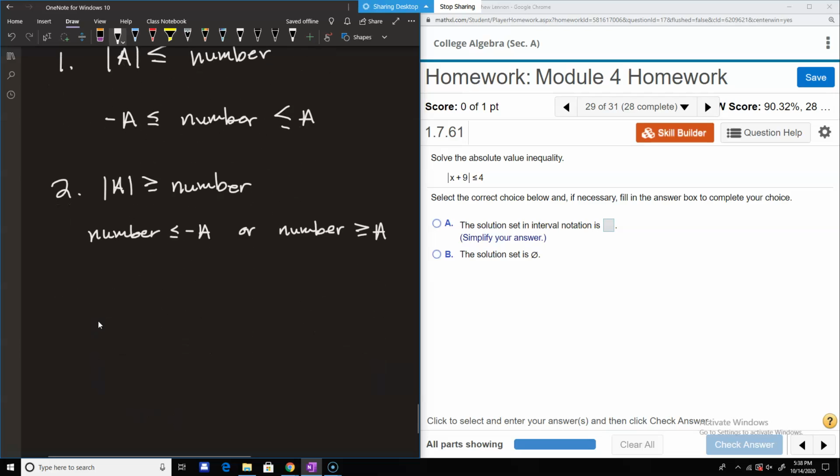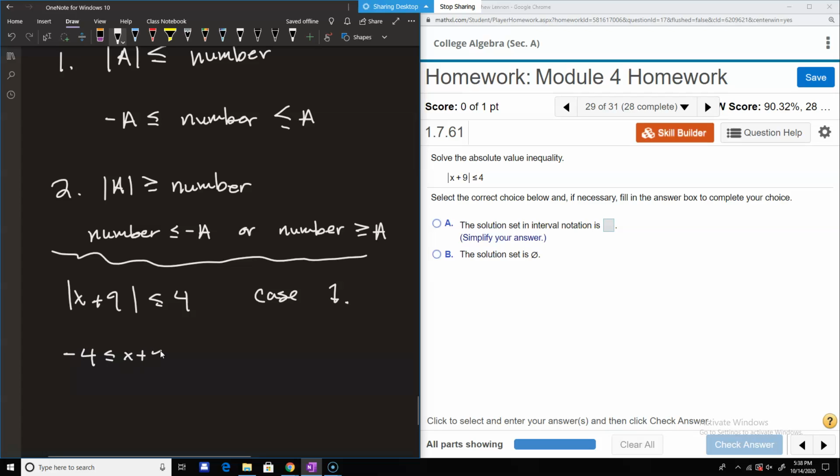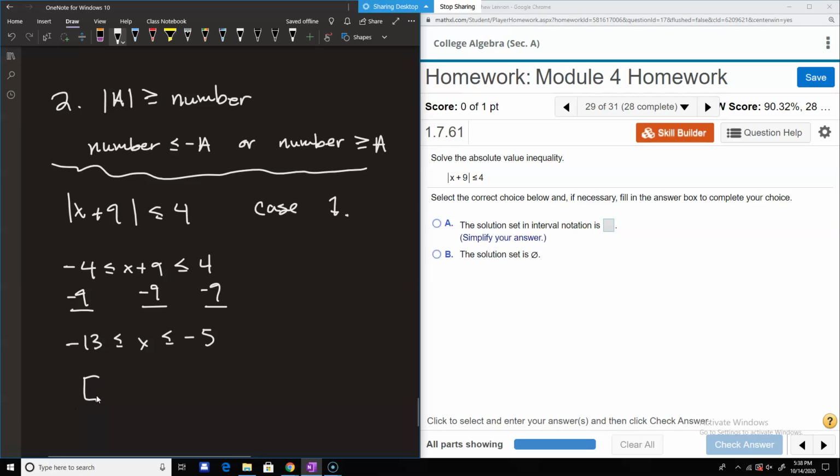So for this first one, we're in case 1. We have the absolute value of x plus 9 less than or equal to 4. So we have negative 4 less than or equal to x plus 9 less than or equal to positive 4. So all we have to do is subtract 9 from all three parts. So we have minus 13 less than or equal to x less than or equal to minus 5, which is negative 13 comma negative 5.